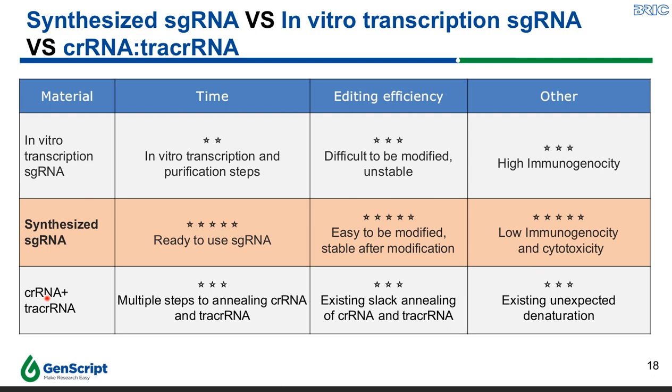The dual oligo format of the guide RNA requires multiple steps to anneal the crRNA and tracrRNA. And as I mentioned, these two strands may dissociate easily, resulting in poor stability when duplexed with the Cas9 endonuclease, resulting in poor editing efficiency.